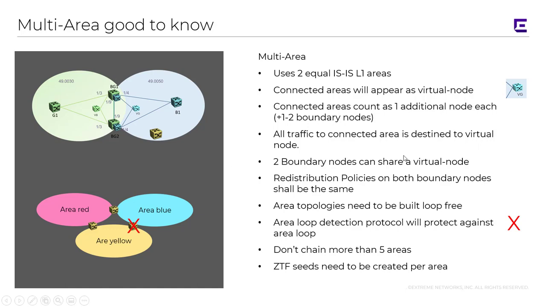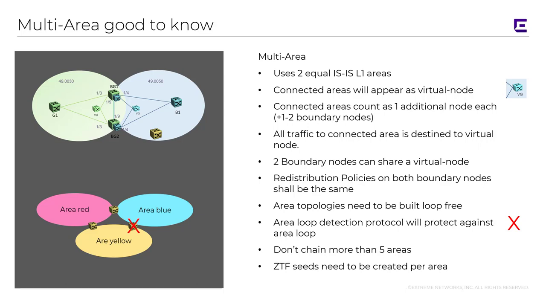Now, the big thing here is that all traffic is destined to the virtual nodes. And they show up, they look just like normal nodes, and we'll have some further detail on that. Obviously, two area boundary nodes can share a virtual node. There's an election process that takes place as far as who manages it and handles it. Redistribution policies on both boundary nodes need to be the same here. So as we look at this diagram with BG1 and BG2, any of the secure zoning that we did, we really have to make sure that they match.